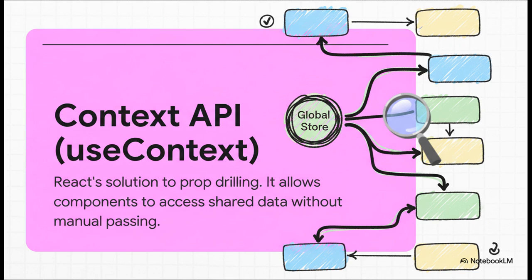Thankfully, React has an elegant built-in solution for this exact problem. It's called the Context API. The idea is simple. You create a sort of provider for your data at a high level in your app. Then, any component anywhere below it, no matter how deep it's nested, can just subscribe directly to that data. It's like a teleportation device for your data, skipping all the layers in between. So yeah, no more prop drilling.